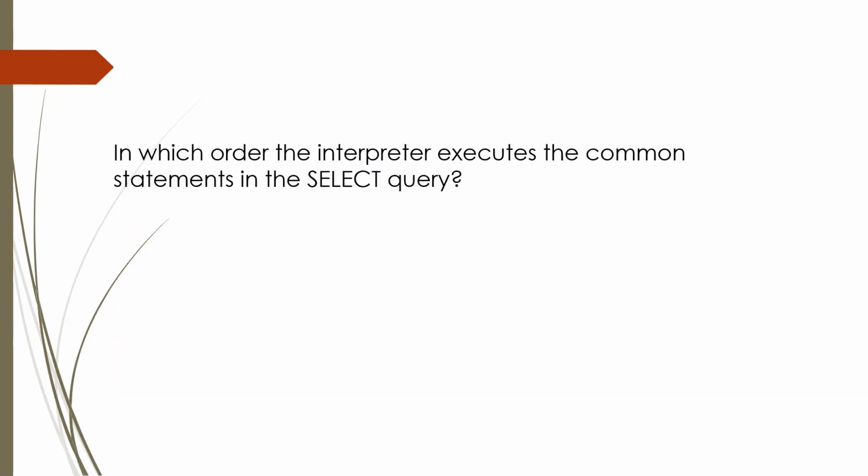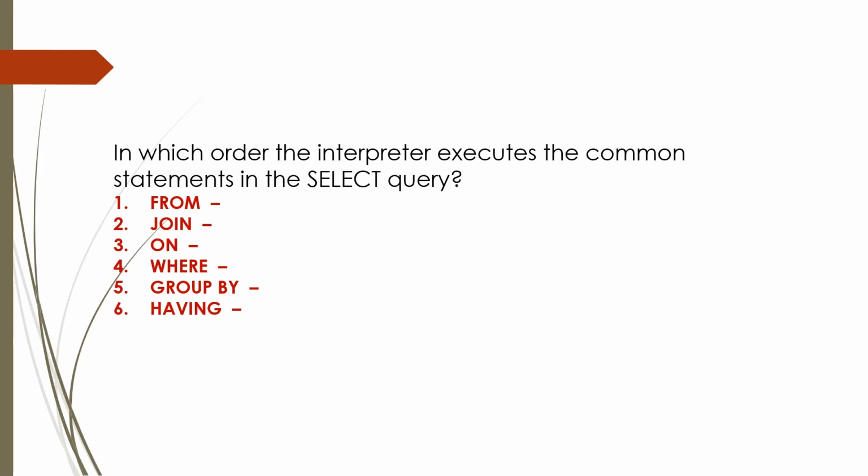In which order does the interpreter execute the common statements in the SELECT query? The order of execution of common statements in a SELECT query is: first it checks the FROM table from where we are going to select, and then comes the JOIN and then the join condition, and then the overall WHERE condition, and then comes the GROUP BY and then HAVING and then SELECT and then ORDER BY and then comes the LIMIT.